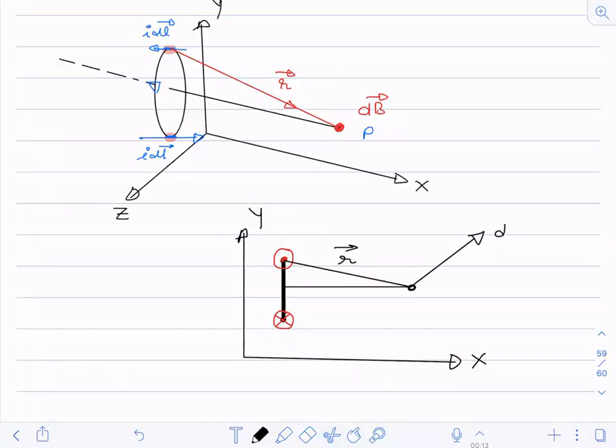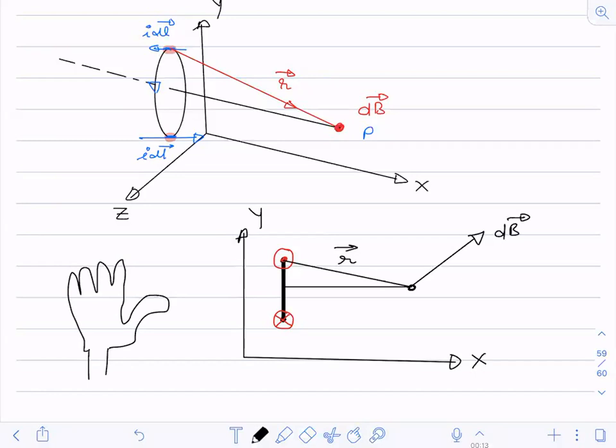So let us understand that also, using the right hand palm rule. What is the right hand palm rule? I told you that you have to stretch your palm. Understood? You have to stretch your palm like this.